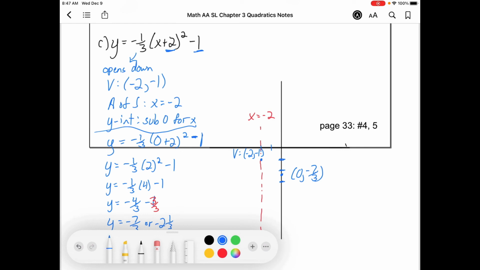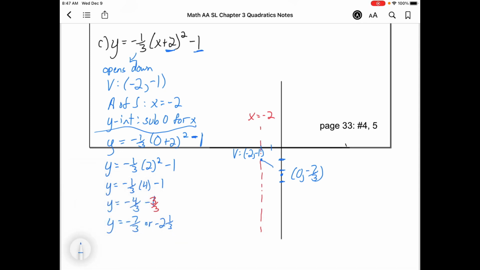And then finally, I'll just make my parabola. So that gives me this point here. Okay. And on the other side, it'll just look the exact same. And notice that y-intercept was 2 to the right of the axis of symmetry, so I'm going to have a similar point 2 to the left of it, which would be right here at negative 4, negative 7/3.